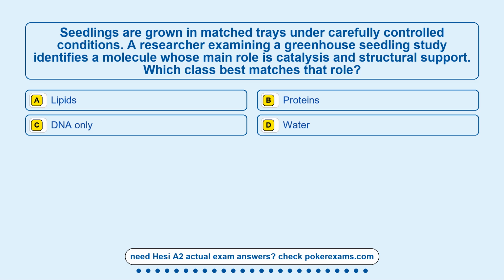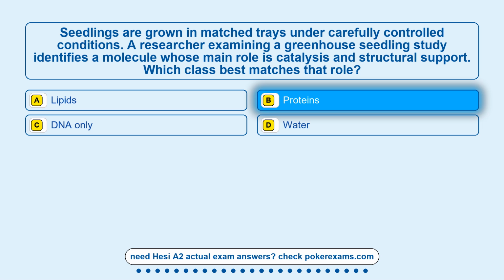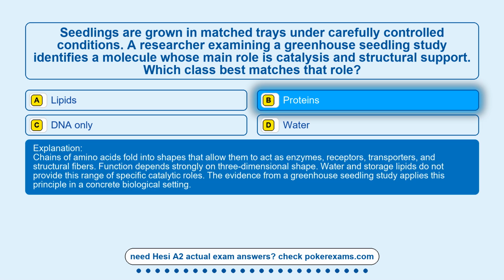Option A, lipids. Option B, proteins. Option C, DNA only. Option D, water. The correct answer is option B, proteins. Chains of amino acids fold into shapes that allow them to act as enzymes, receptors, transporters, and structural fibers. Function depends strongly on 3-dimensional shape. Water and storage lipids do not provide this range of specific catalytic roles.